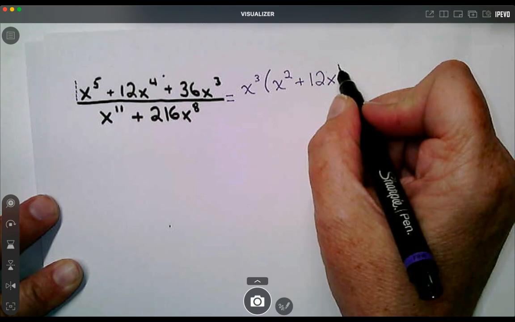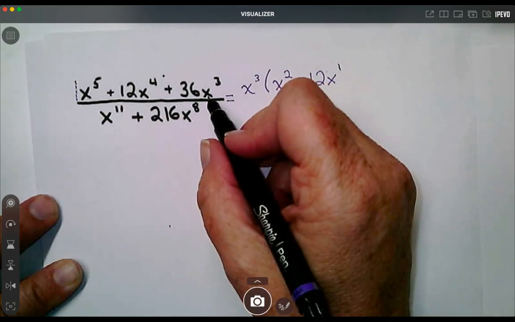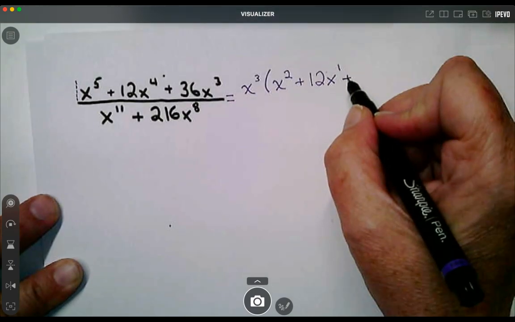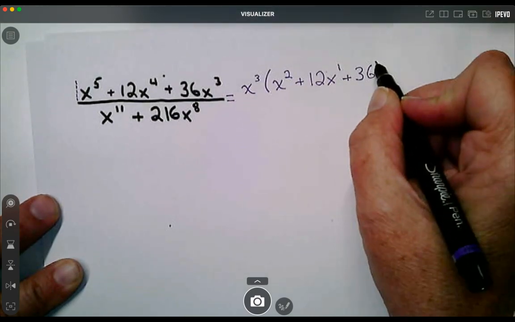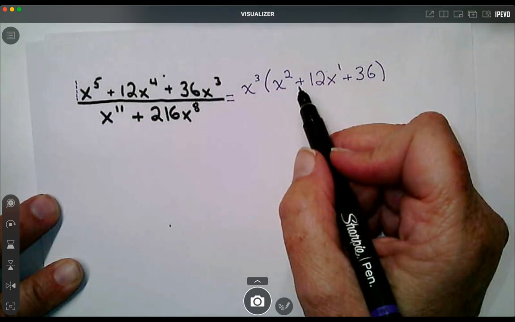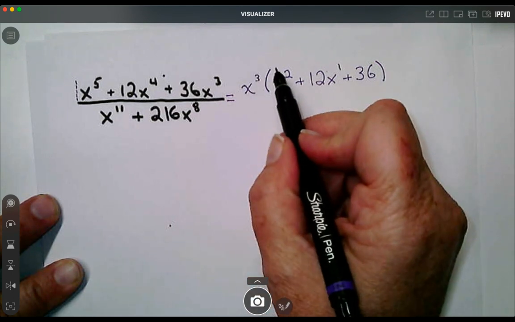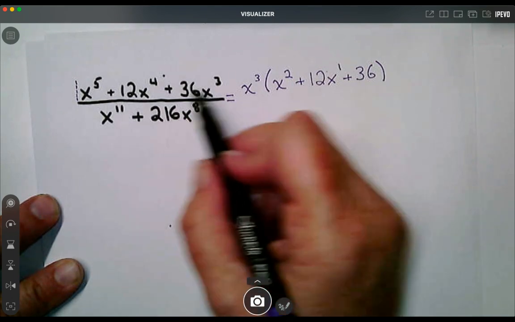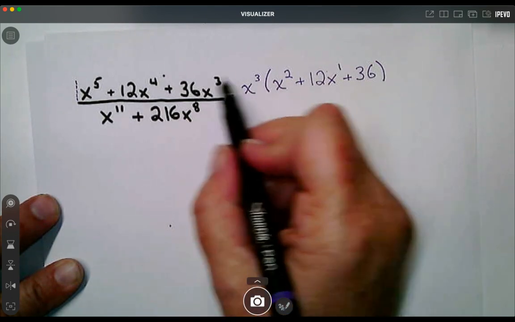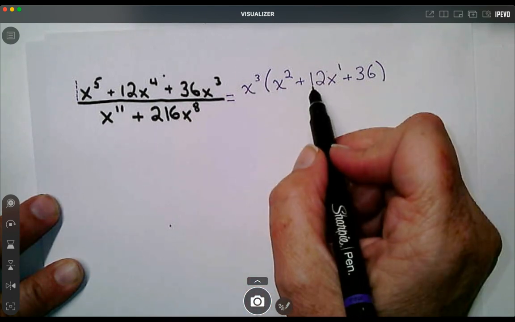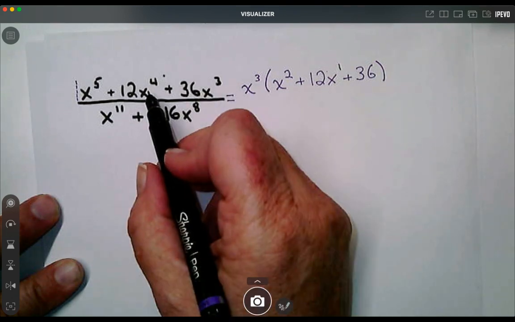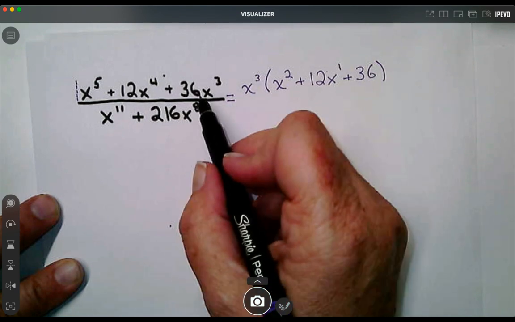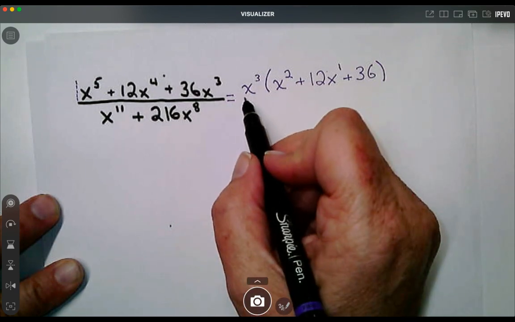Right, there's a 1 here. And then x cubed divided by x cubed, well, that cancels those out. So what should happen is if I distribute this x to the third back, I should end up where I started. X to the third times x squared, x to the fifth. 12x times x to the third, yes, 12x to the fourth. 36 times x to the third, yes, 36x to the third.